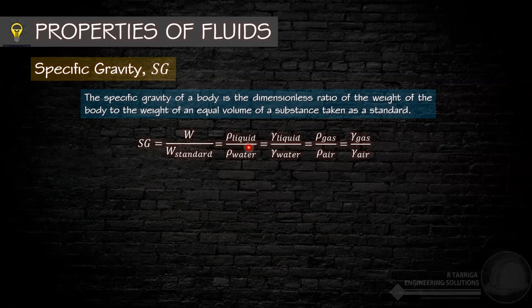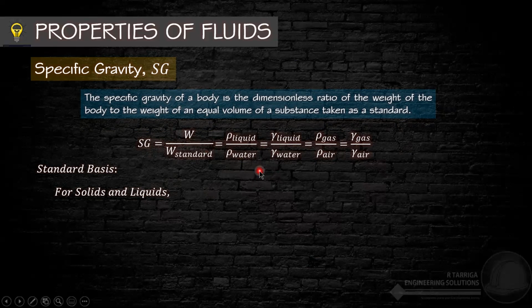Okay, there is a universal standard for specific gravity. For solids and liquids, the basis of all specific gravity is always water. So for the density and unit weight of water, unit weight of water is 9.81 kilonewton per cubic meter.